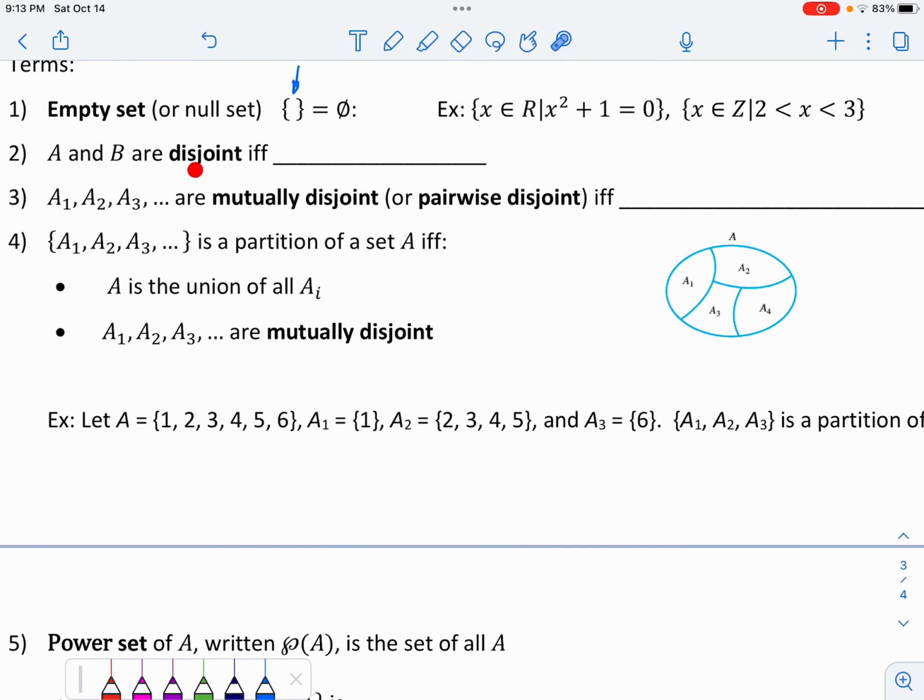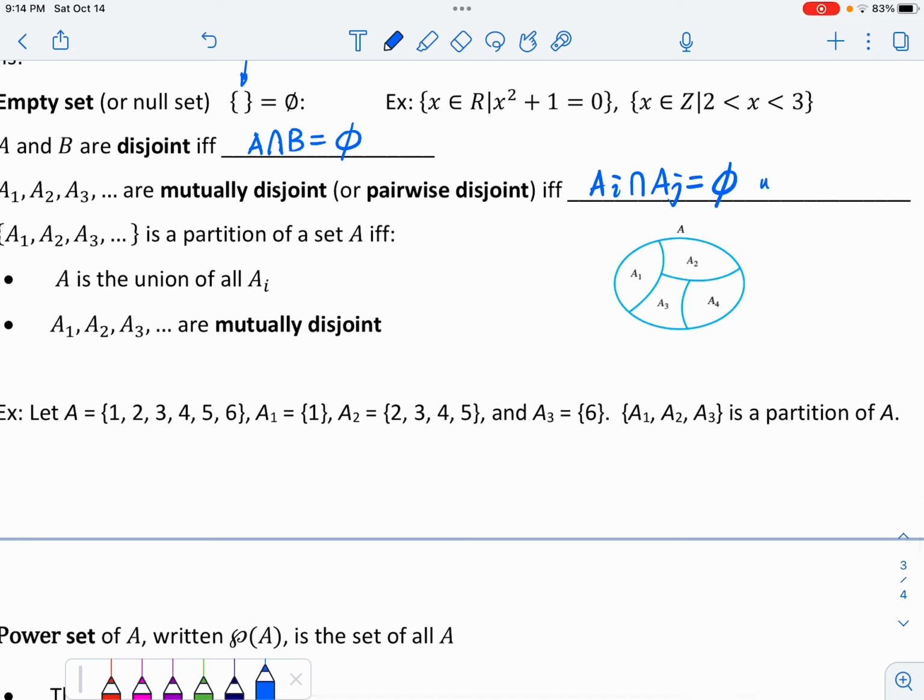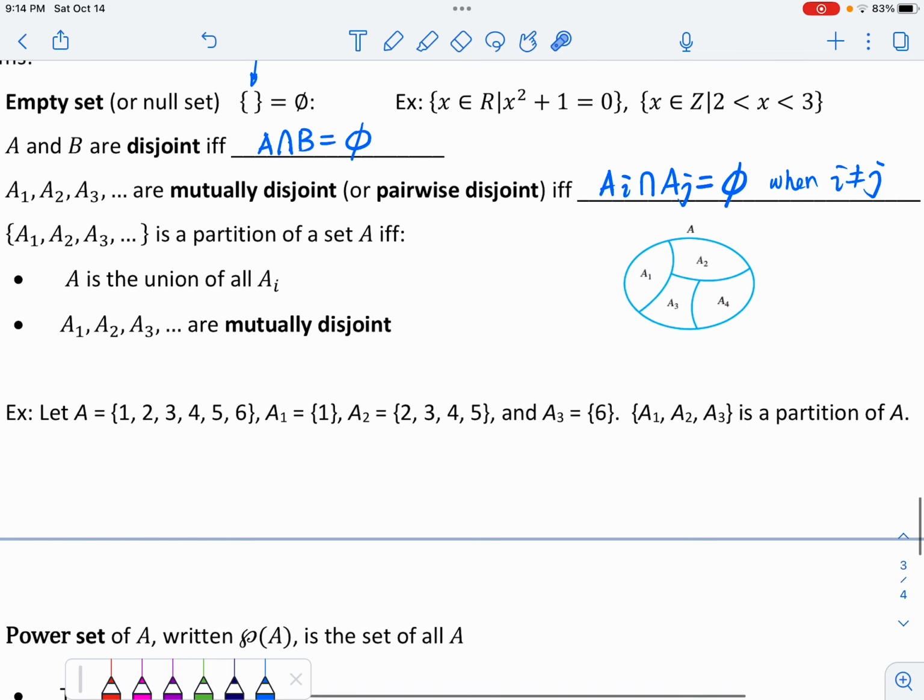Now disjoint, as the name says, means they're not overlapping. In other words, they have nothing in common. So A intersect B is empty. And we say A1, A2, A3, and so on and so forth are mutually disjoint, or we call it pairwise disjoint, if and only if any pair has nothing in common. So for i not equal to j, they have nothing in common.